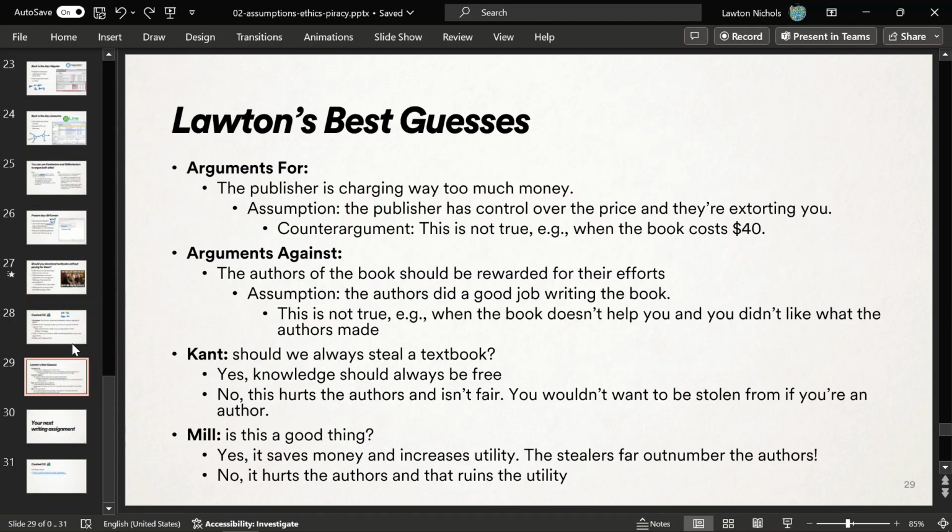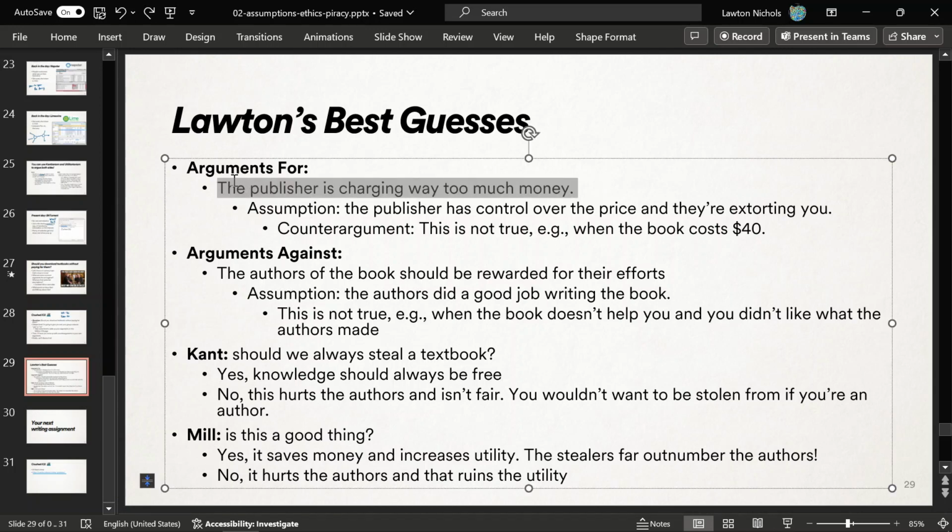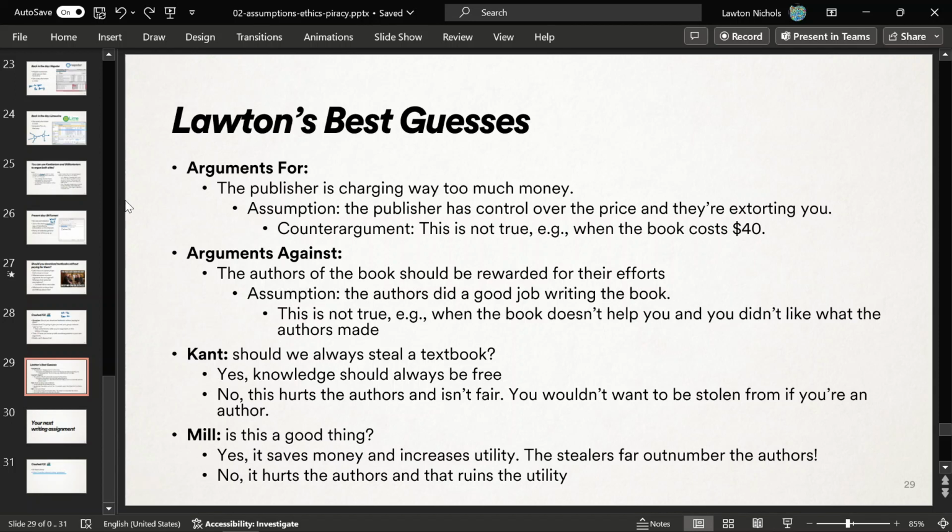That's a great start. That's where we're going in this class. So here are some ideas that I came up with and wrote down ahead of time. Some arguments for piracy. One good argument is that the publisher is charging way too much money. This book is just a few black and white pages. If I printed that at Kinko's or whatever the name of the place is these days, it would probably cost me $20, and it's $200 for this textbook. That makes no sense. That's wrong.